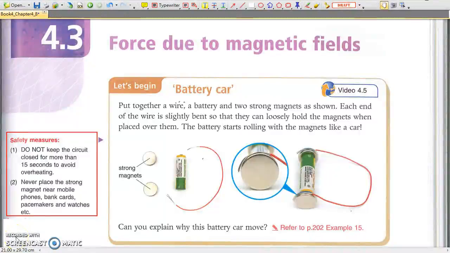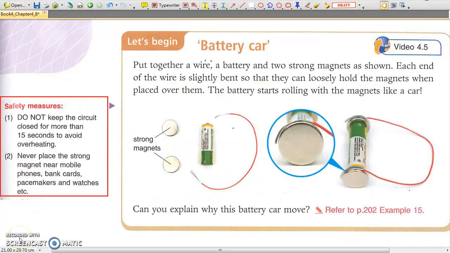Chapter 4.3 Force due to magnetic fields. In the last chapter, we learned that current may produce magnetic field. In this chapter, you will see magnetic field and current interact to produce a magnetic force. Let's begin. Battery car. Check out the video to see how it works.